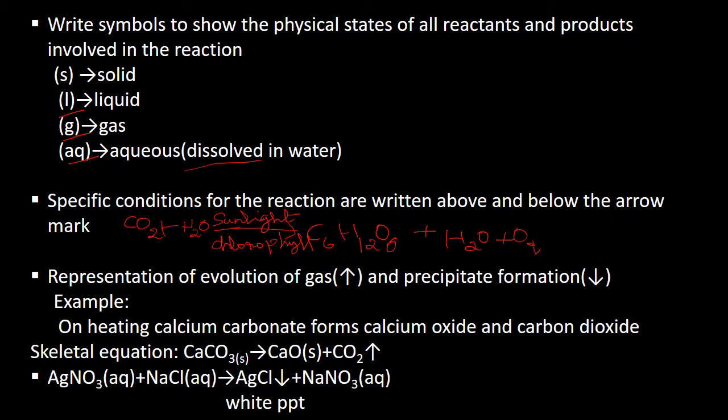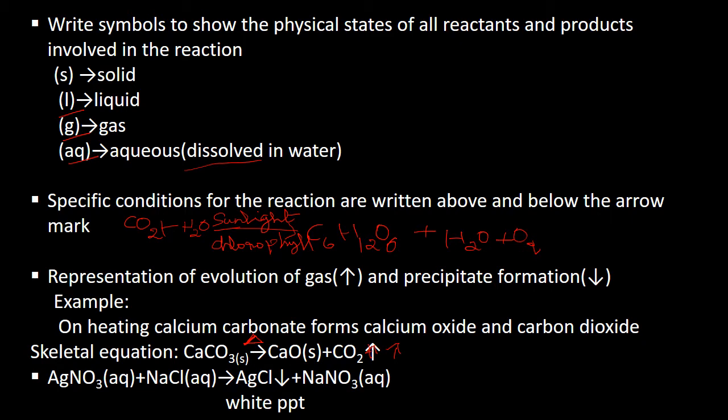Now next is how to represent evolution of gas. When a gas is evolved in a reaction, how do we represent that? With an upward arrow. And precipitate formation is represented with a downward arrow. You can understand this with one example written over here. Calcium carbonate forms calcium oxide and carbon dioxide on heating. You represent heating with a triangle symbol. So calcium carbonate on heating forms calcium oxide and carbon dioxide. Carbon dioxide is evolved, so we mention that with the upward arrow.